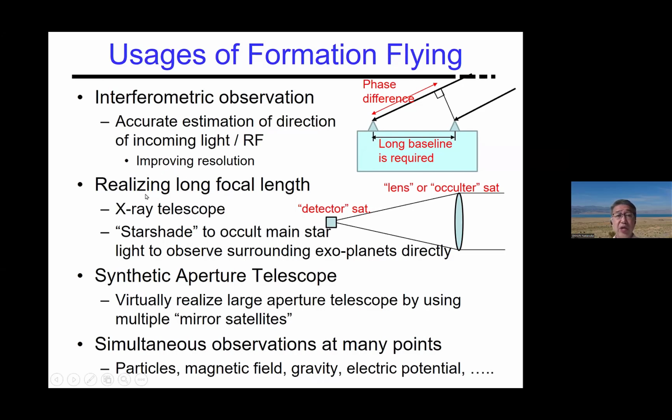And the other one is realizing long focal length. The light is coming from here, and we have a lens or occulter satellite and the detector satellite here. We can have a long baseline between these two satellites. And also the synthetic aperture telescope as before can virtually realize a large aperture telescope, which can obtain high spatial resolution. And another one is simultaneous observation at many points. Observation of particles, magnetic field, gravity, or electric potential would be possible.